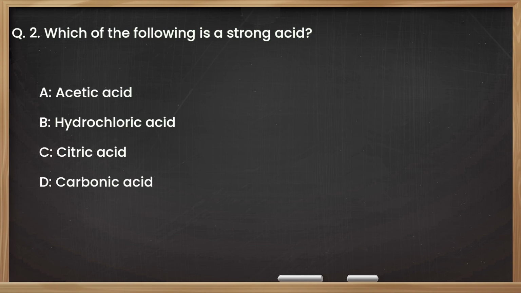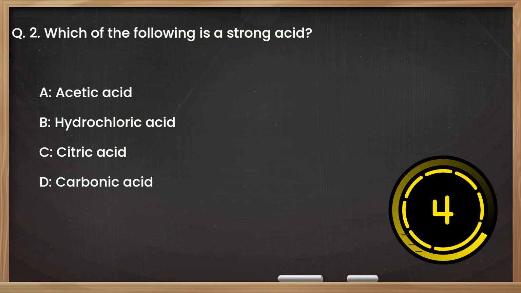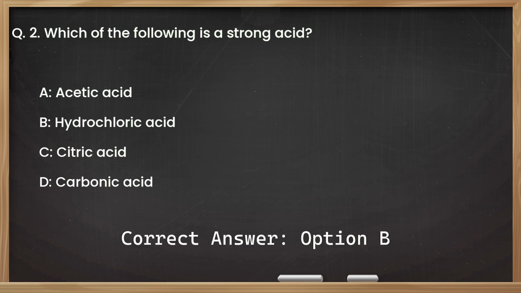Option A, acetic acid. Option B, hydrochloric acid. Option C, citric acid. Option D, carbonic acid. You have 5 seconds to answer the question. The correct answer is option B, which is hydrochloric acid.